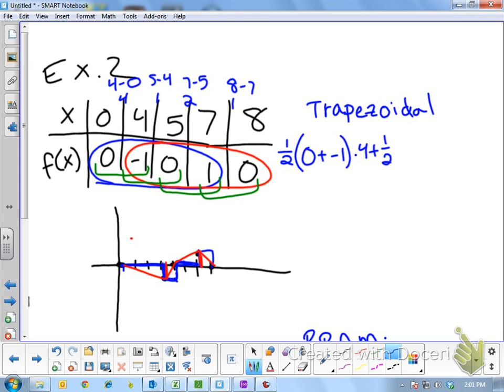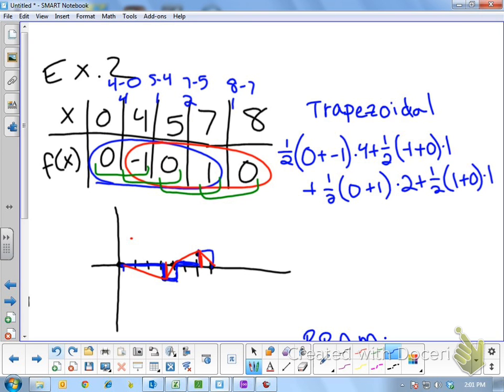Plus 1/2 times the next group, -1 plus 0 times 1. Plus 1/2 times 0 plus 1 times 2. My width was 2, which is the height of my trapezoid. Plus 1/2 times 1 plus 0 times 1. If we simplify all of this, you would get -2 minus 1/2 plus 1 plus 1/2.